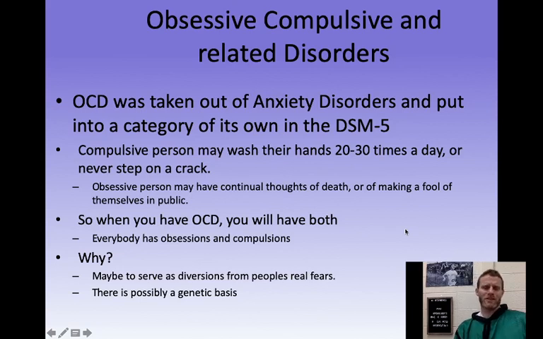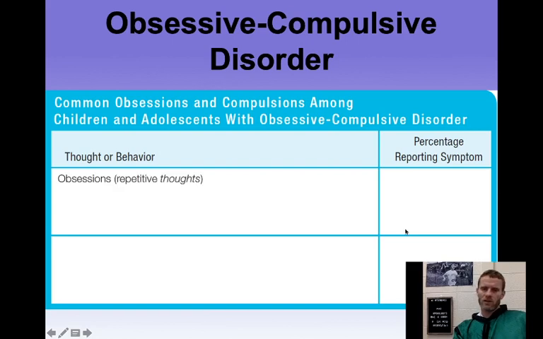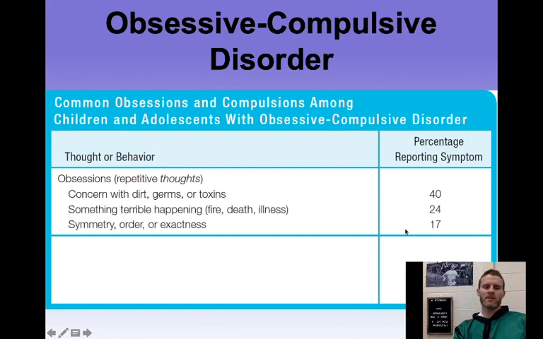We do see that there's possibly a genetic base to OCD. We do see it run in genetics and families quite a bit. But the biggest thing from this slide I want you to take is obsessions and compulsions are different. Obsessions are thoughts, compulsions are actions. Okay. So let's look at a couple examples here, like some OCD commonalities, right? Some obsessions that people have with this disorder. You can see overwhelmingly the largest obsession in OCD is that concern with dirt, germs, toxins, getting sick, right? You do have symmetry, order, and exactness there, which is a lot of times what people think of also with OCD. And then also something terrible happening, somebody breaking into your house, like I mentioned earlier, fire, death, illness.